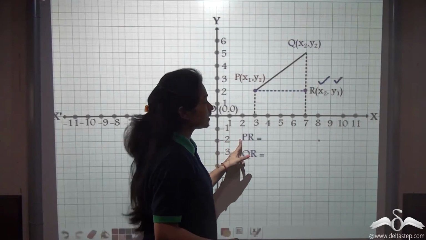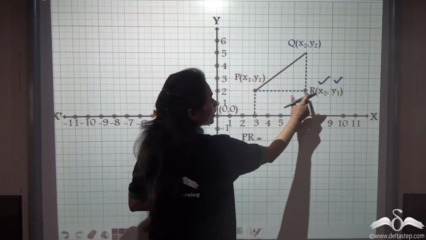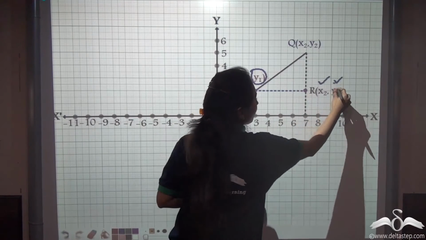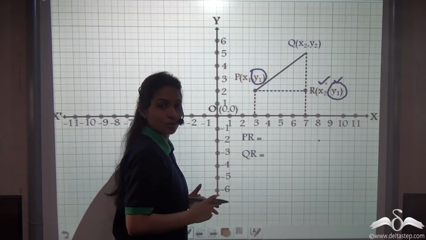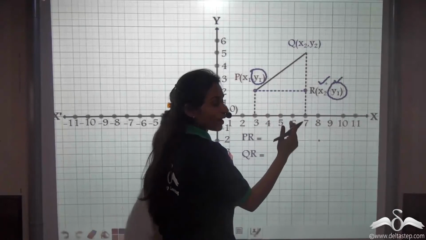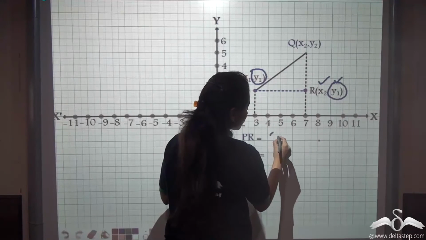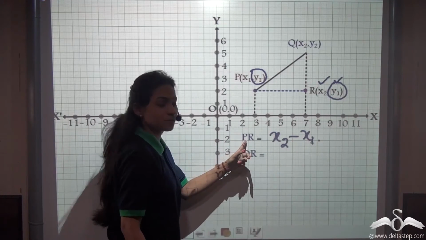Now what will be the distance between P and R? Well, you know, whenever 2 points have the same y coordinates, we can just subtract the x coordinates to find out the distance between those points. So what will be the distance between P and R? We can just subtract the x coordinates. So let's do this. x2 minus x1. This will give us PR.